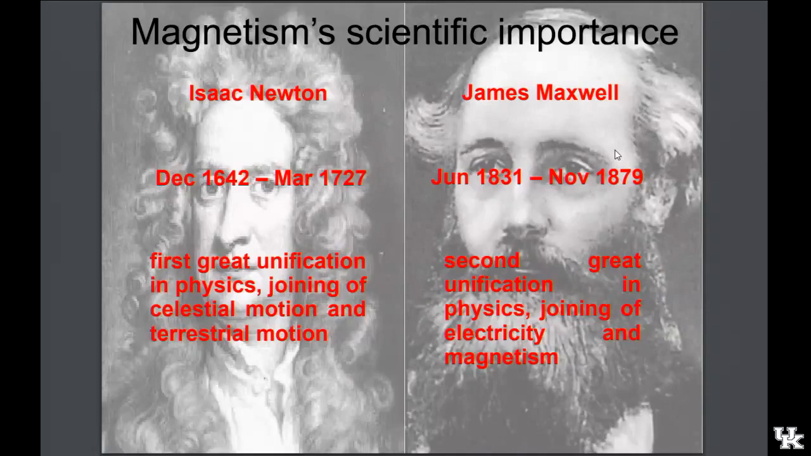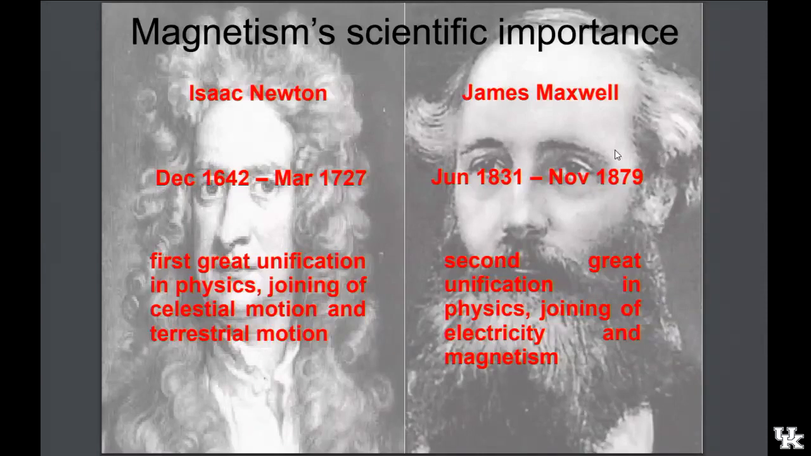The first great unification is the joining together in one theory of terrestrial motion, say of a basketball or a football, and celestial motion, the motion of the moon or the Earth around the sun or the sun in the galaxy. Those two motions were joined together in one complete theory by Isaac Newton. That was the law of gravity. So that was a huge breakthrough, and it's the first great unification in physics.